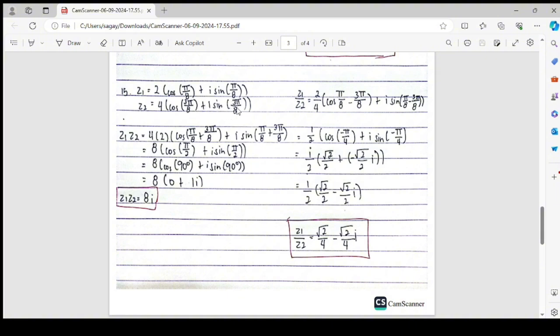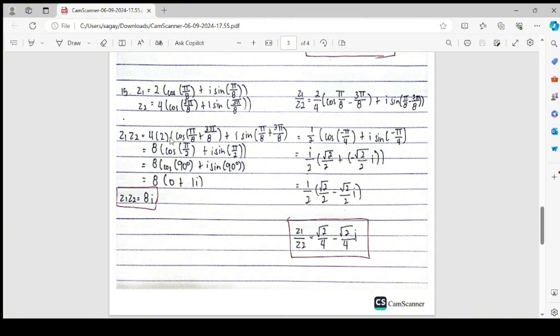Then first we need to combine the whole numbers together here. And then for cosine, we add the pi over 8 and the 3 pi over 8. We put them here, so it will become cosine of pi over 8 plus 3 pi over 8 plus i sine, and we do the same here, which is going to look like i sine of pi over 8 plus 3 pi over 8.